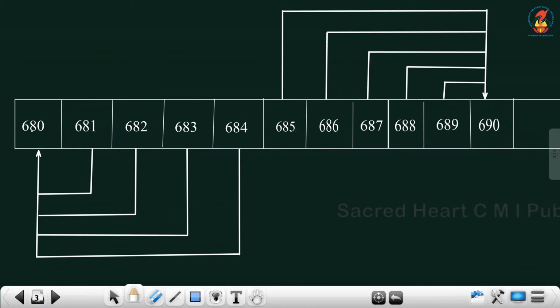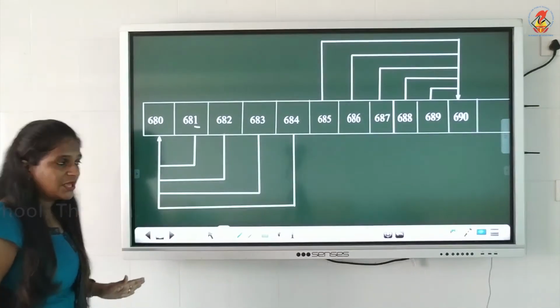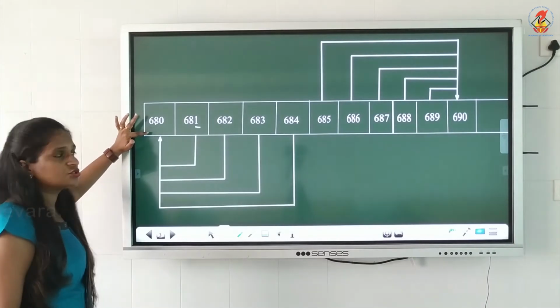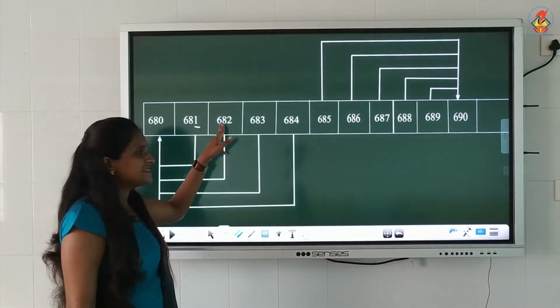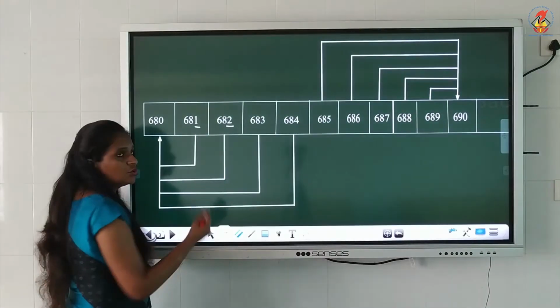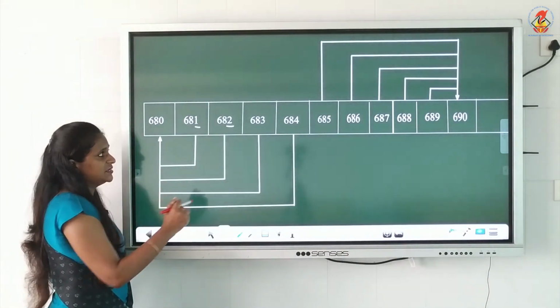Let's do it with a 3-digit number: 680, 681, 682, 683, 684, 685, 686, 687, 688, 689 and 690. 681, the last digit is 1, which is weak. So we will round down to the same 10, that is 680 itself. 682, the last number is 2, which is weak enough. So we will round down to the same number, 680.